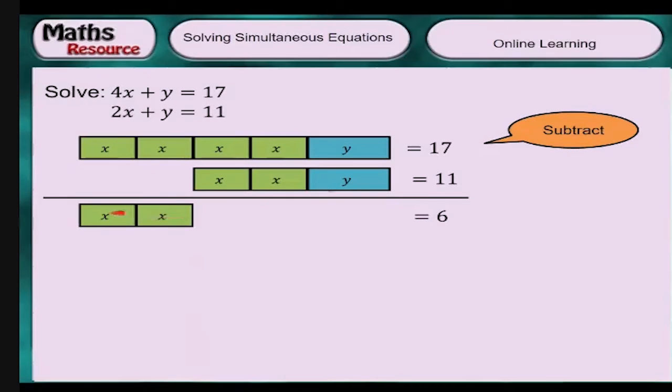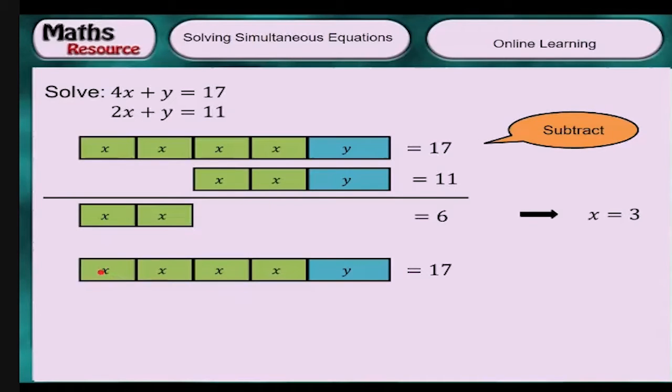So I know that these two x's equal 6. If two x's equal 6, one x is 3. So now I know that these x's each equal 3. So I can replace those x's now, can't I, with the number 3. There we go. I've now got 3. So what I've done is I've taken this top equation, and I've replaced the x's with 3.